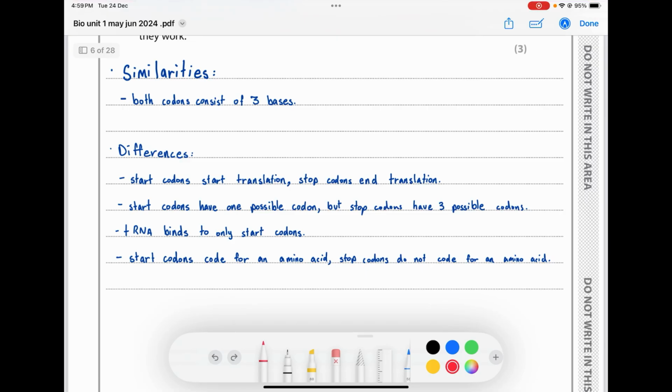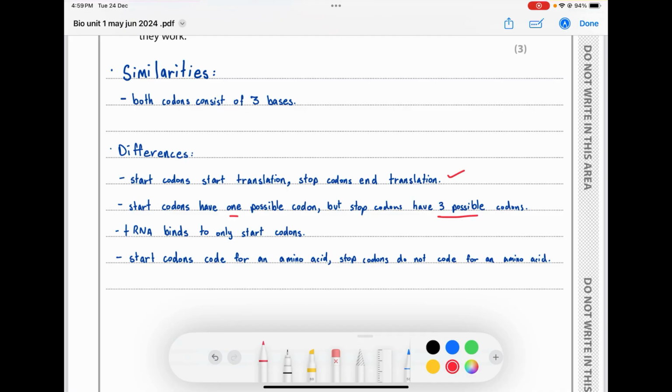However, let's move on to differences. Start codons start translation, whereas stop codons end translation. That's pretty easy to remember. Start codons have 1 possible codon, but stop codons have 3 possible codons.